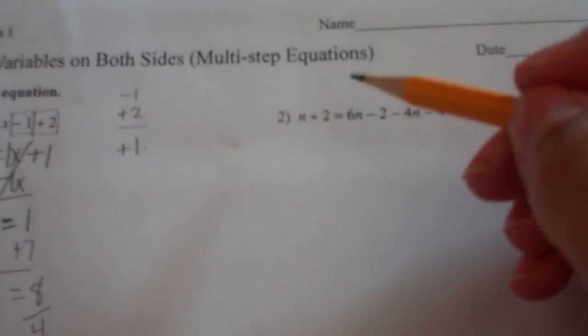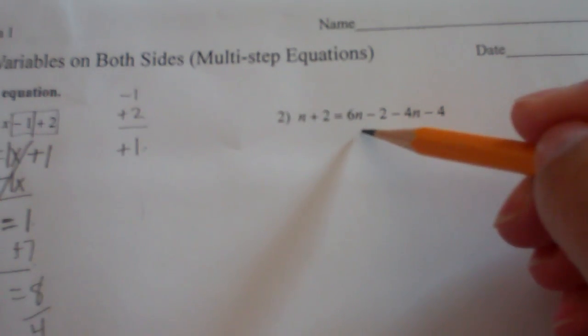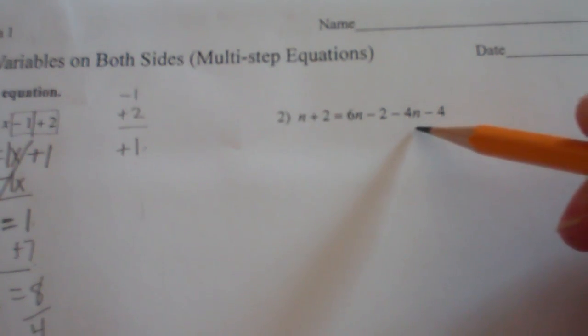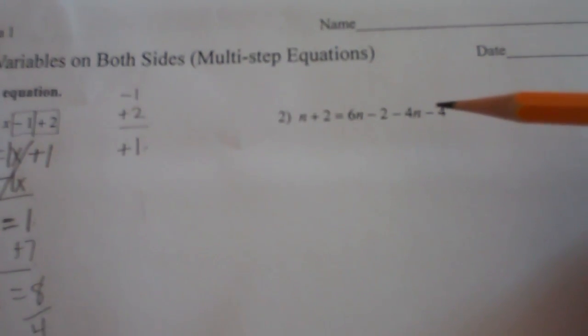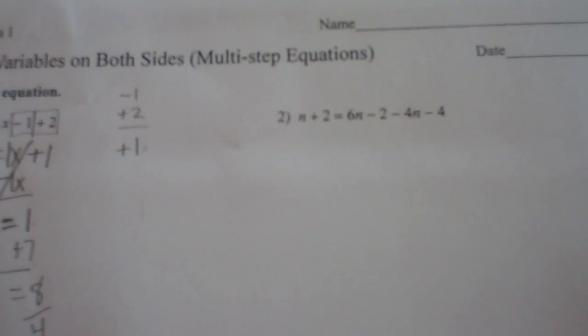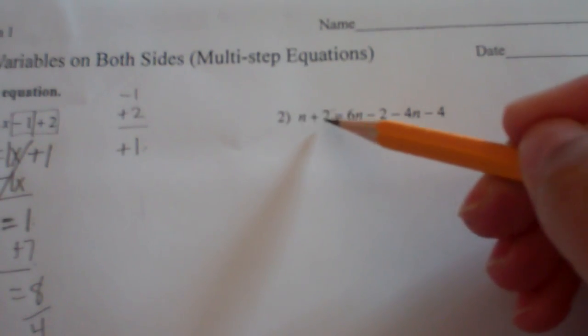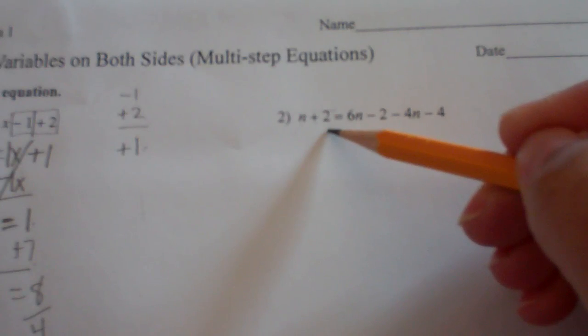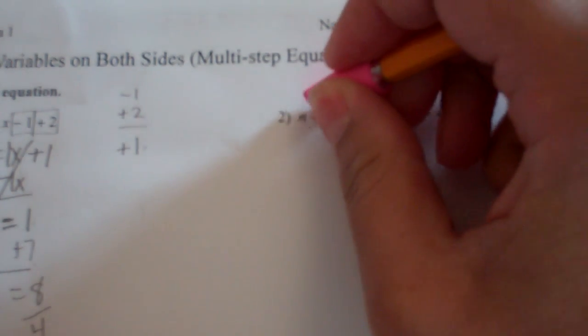Step number 1 for this equation, let's read it. n plus 2 equals 6n minus 2 minus 4n minus 4. So the first step in our flowchart would be to use the distributive property to remove parentheses. We don't have parentheses, so let's go to 2a. Combine like terms on each side, no inverse. So this side has n plus 2. These are not alike because, you guessed it, 2 doesn't have an n next to it, so it's not attached by multiplication.